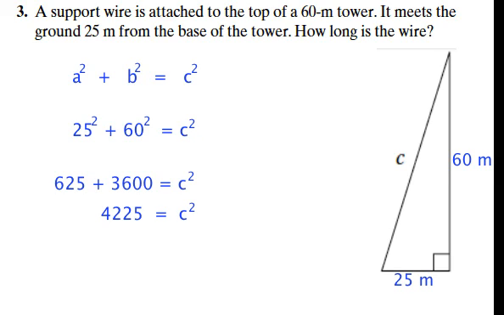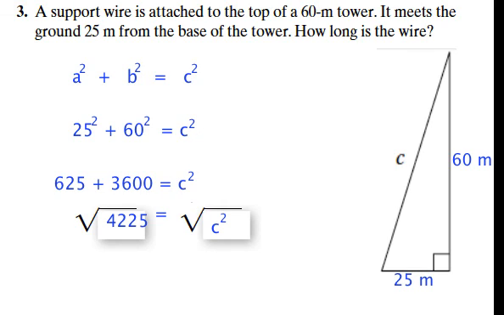To get C by itself, we're going to have to take the square root of both sides of the equation. The square root of 4,225 is 65 meters. The square root of C squared is C. So the wire is 65 meters long. Pause the video if you need time to finish copying down this example.